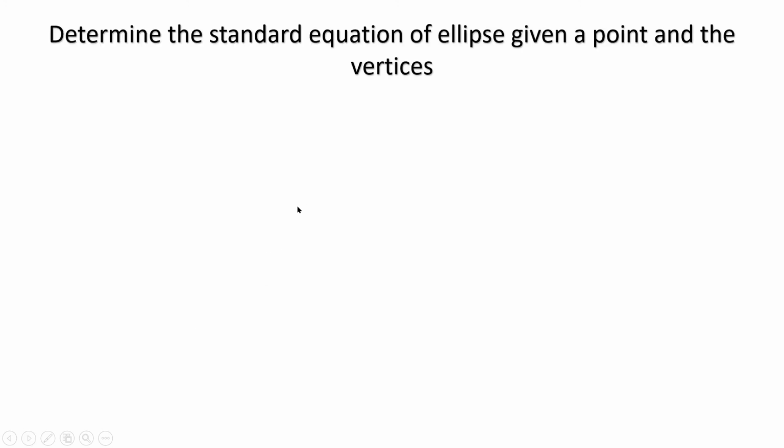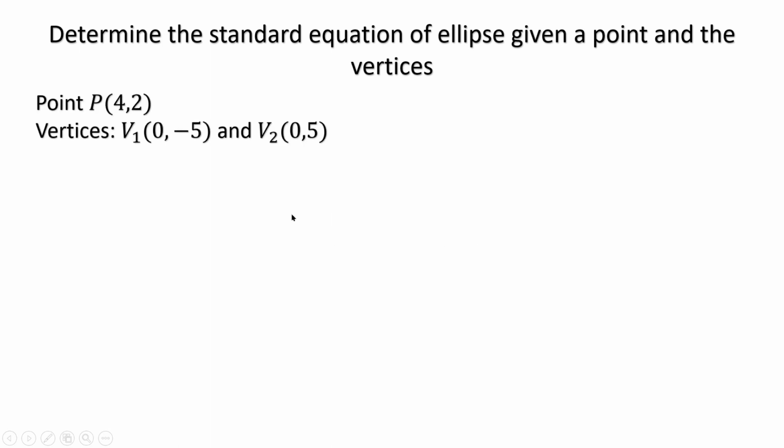Okay, so determine the standard equation of ellipse given a point and vertices. So we have a point and vertices. The solution, so determine again the direction of the major axis. Looking at our vertices, we have a constant x component of our point. So therefore, we have a vertical direction of the major axis.